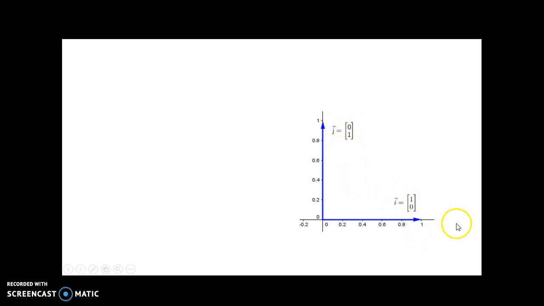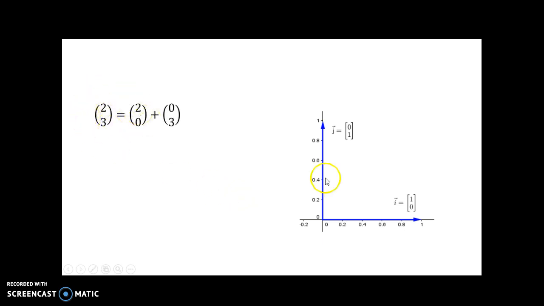Now, oftentimes, the simplest, what we call basis vectors, are the i vector and the j vector. The i vector is defined to be the vector 1, 0. So it points 1 unit in the x direction, 0 units in the y direction. The j vector points 1 unit in the y direction, 0 units in the x direction. So these are useful vectors. I don't often use them in this form, but here's another way you can think about it.